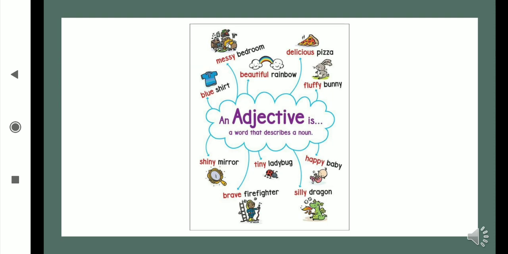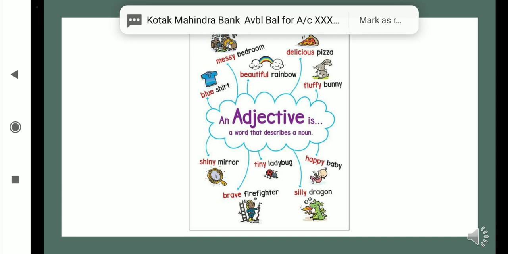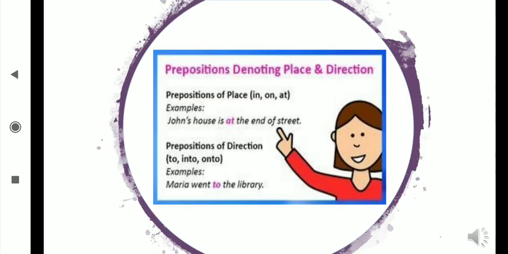Now there are a few examples of adjectives. An adjective is a word that describes a noun, and there are a few adjectives which come with their nouns. Bedroom. Bedroom is a noun, and about it we are getting more information by using the word messy. Pizza. Which kind of pizza? Delicious. Bunny. Fluffy bunny. Baby. Happy baby. Dragon. Silly dragon. Ladybug. Tiny ladybug. Firefighter. Brave firefighter. Mirror. Shiny mirror. Shirt. Blue shirt. Students, can you identify which are the adjectives? Very good. Blue, messy, beautiful, delicious, fluffy, happy. These are a few examples.